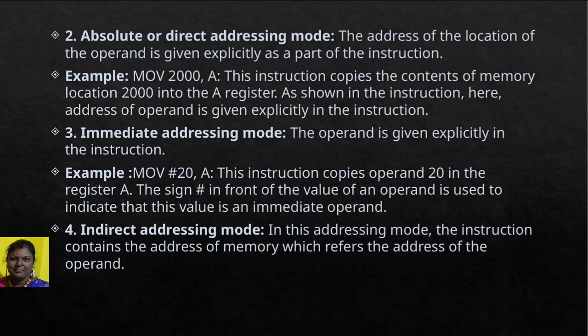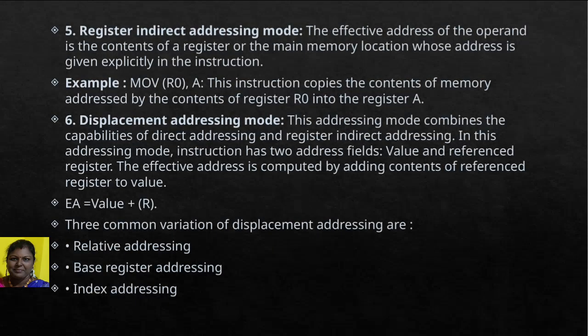Now, let's explore 2 important addressing modes. First, register indirect addressing. Here, the effective address comes from the contents of a register or a memory location specified in the instruction. For example, MOV A, @R0 copies data from the memory location pointed to by register R0 into register A. Next, displacement addressing. This mode adds a value to the contents of a referenced register to find the effective address. It blends direct and register indirect addressing, with common types like relative, base register, and index addressing.